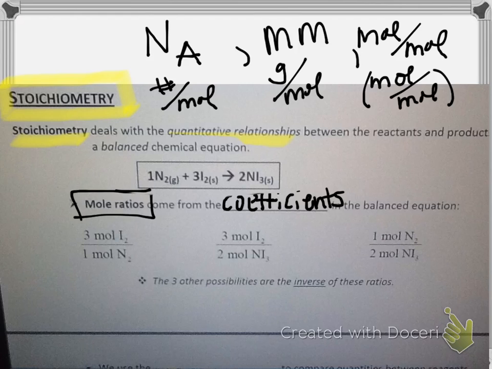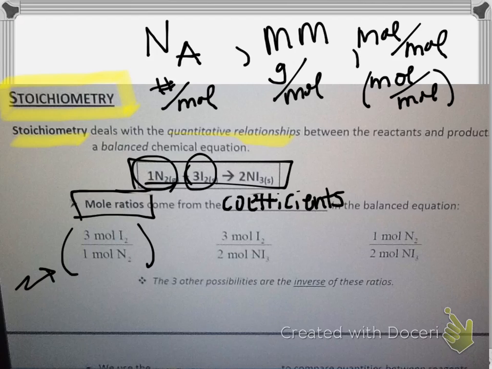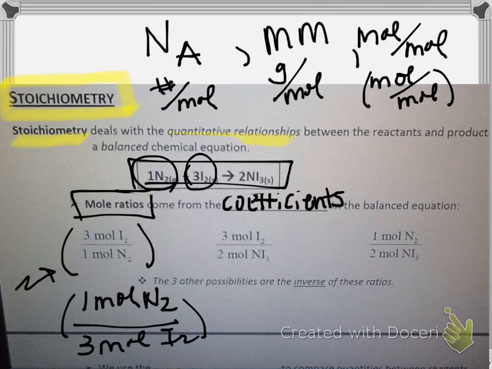So here are some examples. In this balanced chemical equation, for every 3 moles of iodine that I have, I need also 1 mole of nitrogen. That's what this equation shows. Now remember that just because you write a conversion factor or ratio one way does not mean that you can't write it the other way. I could have also written this conversion factor as 1 mole of nitrogen over 3 moles of iodine. It's the same relationship, moles of nitrogen to moles of iodine.